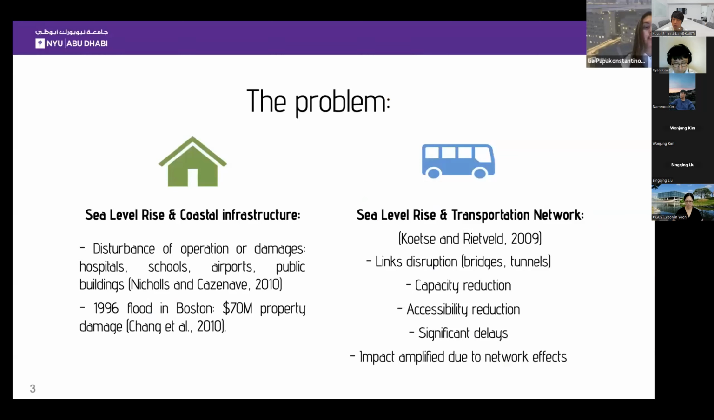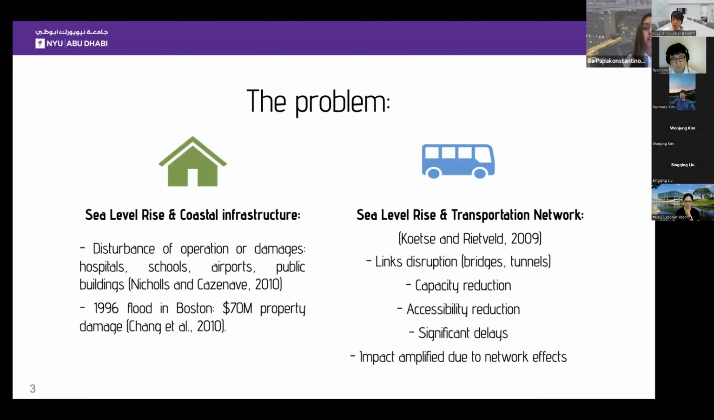This sea level rise interacts with coastal infrastructure and may lead to the disturbance of operation or even permanent damage of vital parts such as hospitals, schools, airports, etc. The cost of such damages is very high. Just to mention an example, the 1996 flood in Boston cost $70 million USD in property damage.